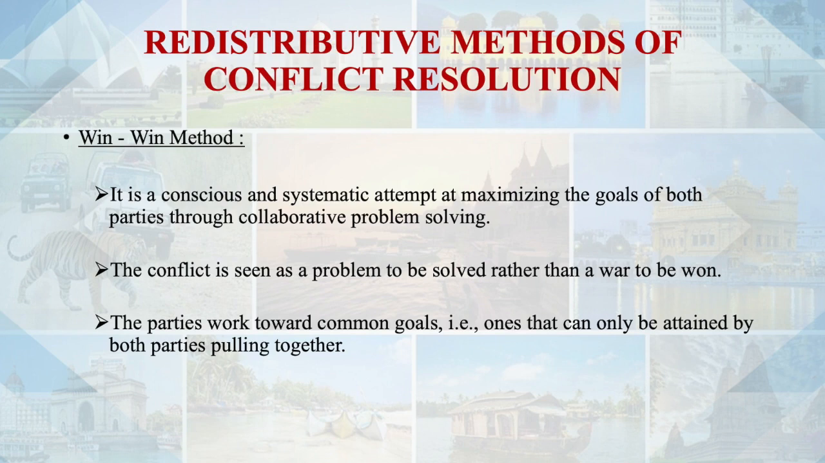And the parties who are involved, meaning the conflicting parties, work towards the common goal. And what is that common goal? That which can be attained by both the parties by pulling together, meaning collaborating. So the core theme behind the win-win method is collaboration. What is collaboration? Collaborative efforts towards solving the problem by maximizing the benefits for both the conflicting parties. And conflict is basically seen as a problem, not a kind of war happening between the two conflicting parties.